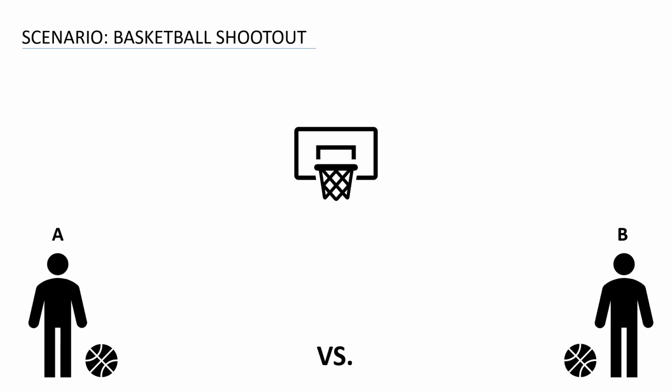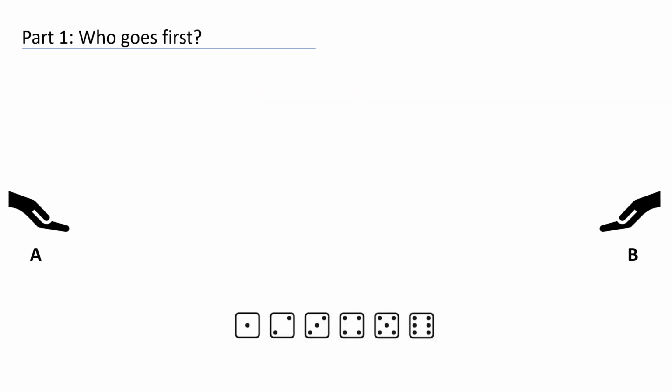This presentation scenario is called Basketball Shootout. In this scenario, Student A and Student B would like to challenge each other by playing basketball shootout. So the question is, how will they do it? This scenario breaks down into three parts. The first part addresses who goes first.